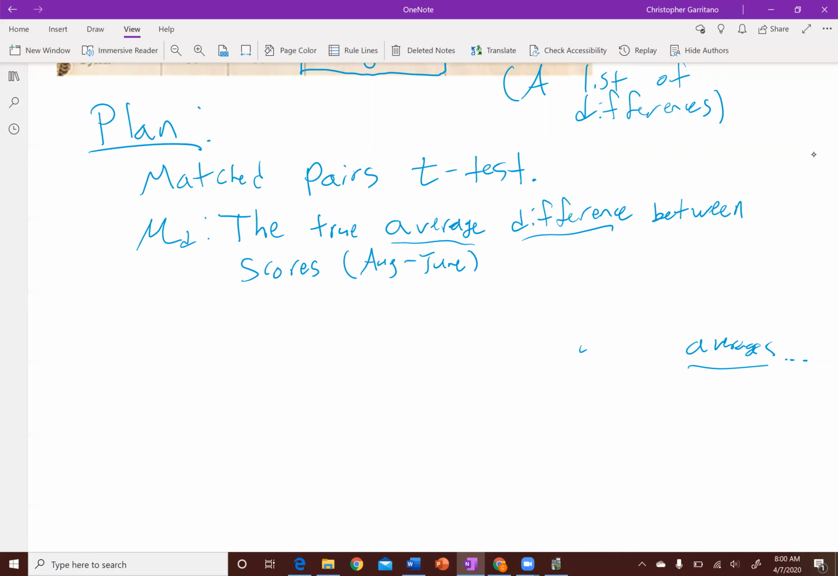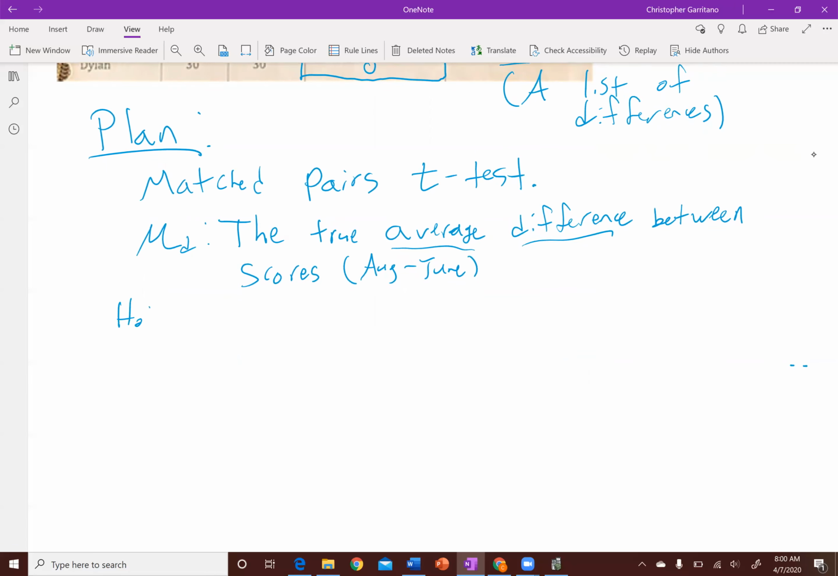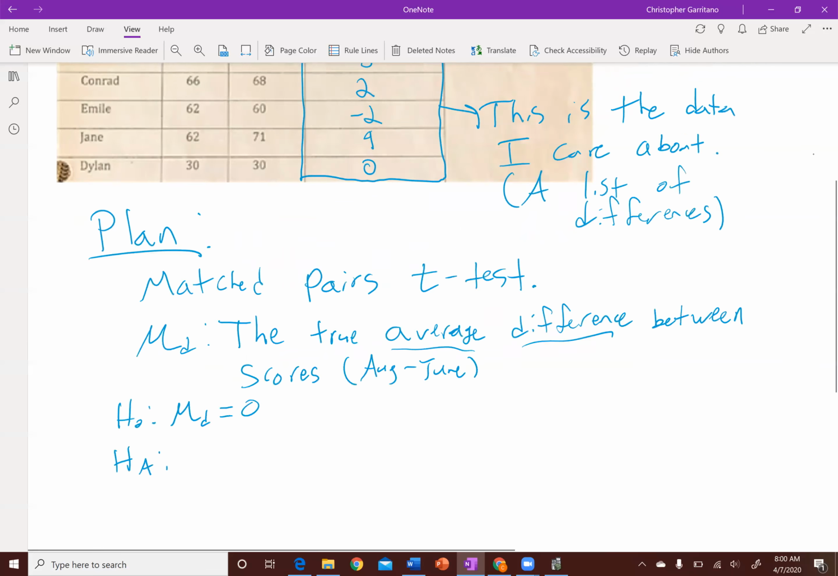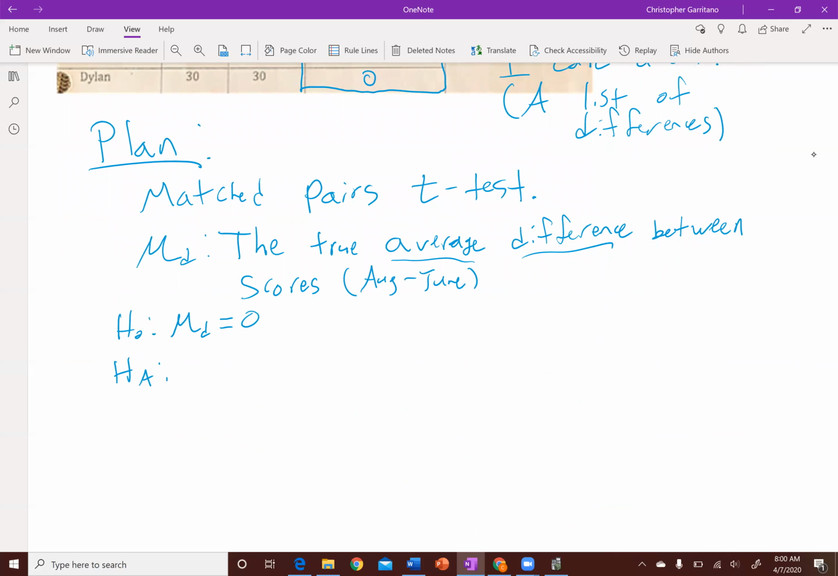Getting rid of all this because it does not apply. My null hypothesis is going to be that the average difference is equal to 0. So we're always going to assume that there is absolutely no effect that the process is having. So there's going to be no difference before and after. Now, if the program is worthwhile, then of course, since we're subtracting August minus June, we should see a positive average difference. And so that will be my alternative hypothesis.